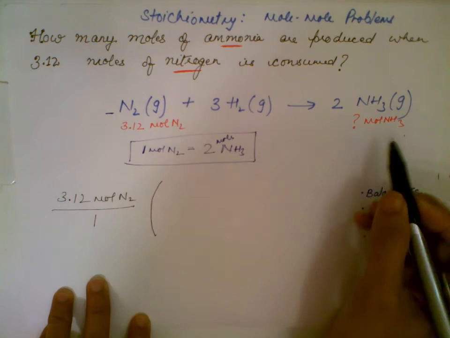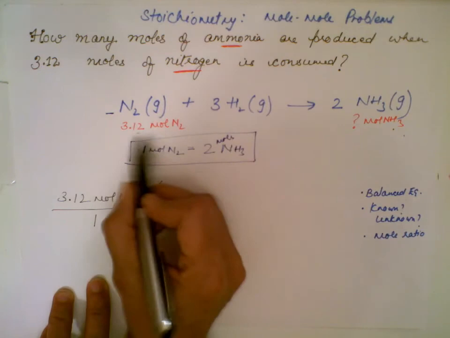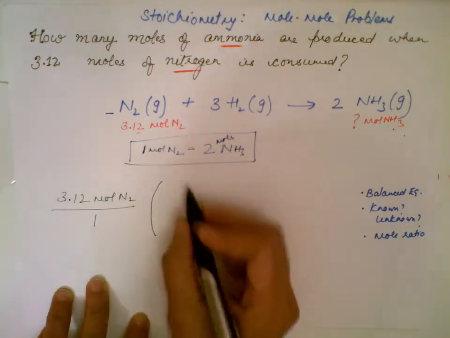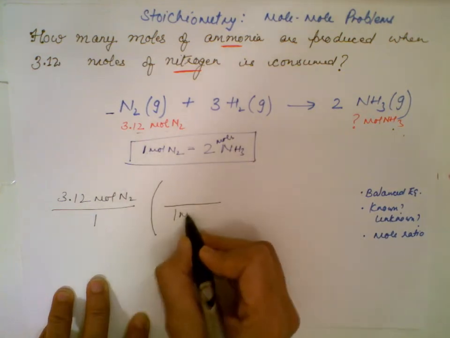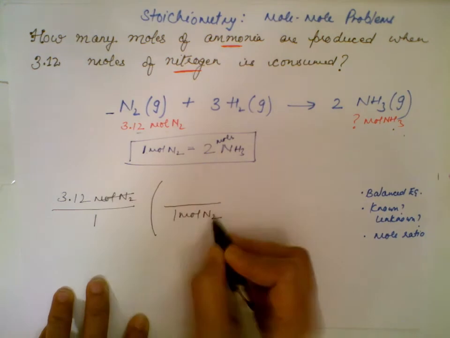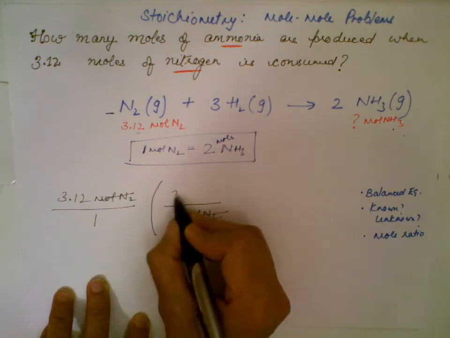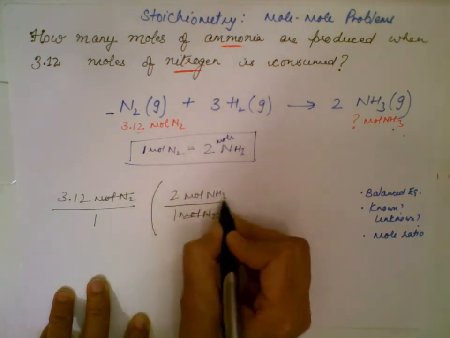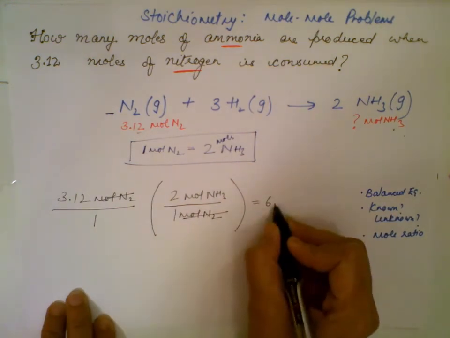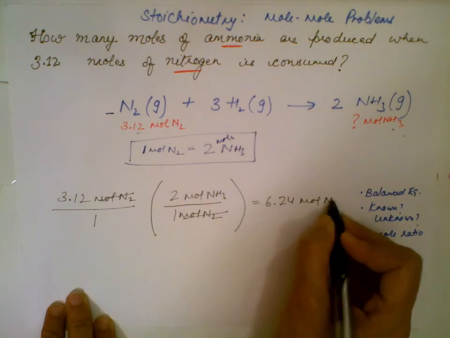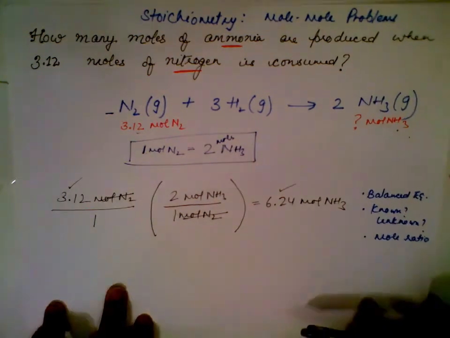So which one is my unknown substance here? Moles of ammonia, right? And which one is my known? It's the given moles of nitrogen. So let's make the fraction from here. 1 mole of nitrogen. I don't want this in the answer, so I'm going to cross this unit out. And the ratio, this one at the bottom and this one at the top. 2 moles of ammonia are produced for every 1 mole of nitrogen consumed. Use the calculator, you're going to get 6.24 moles of ammonia. And this is the correct significant figure. We want to make sure that the significant figures are correct.